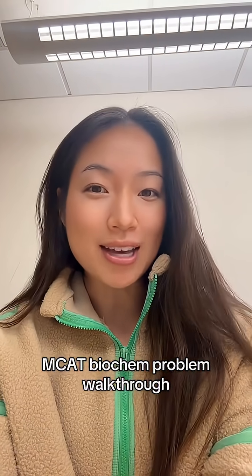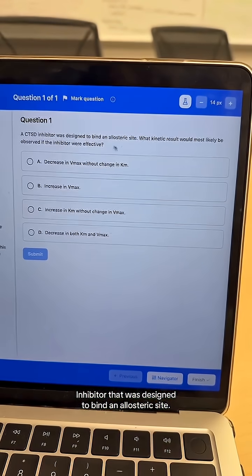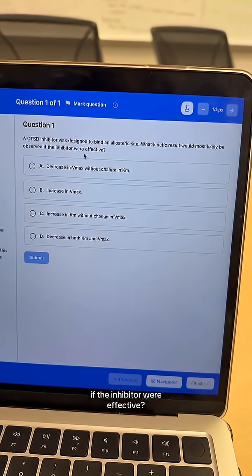Let's walk through this high-yield MCAT biochem problem. So this question is asking about a CTSD inhibitor that was designed to bind an allosteric site. What kinetic result would be most likely observed if the inhibitor were effective?